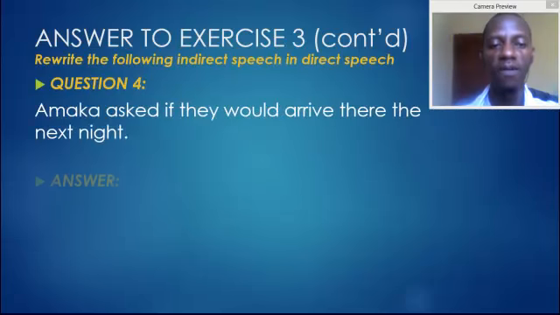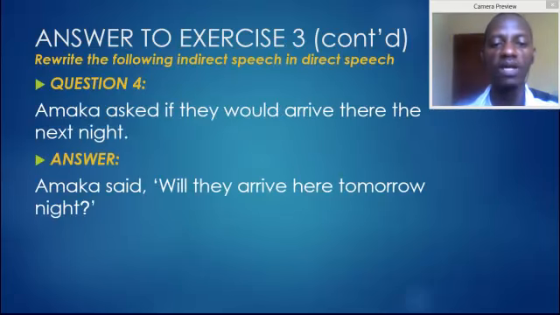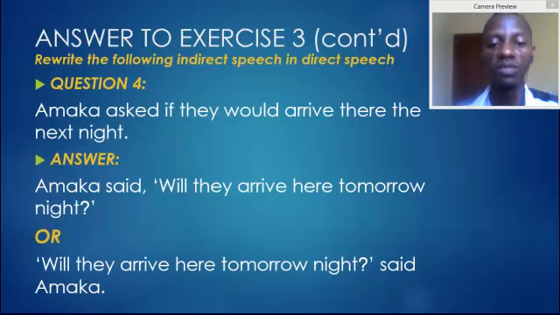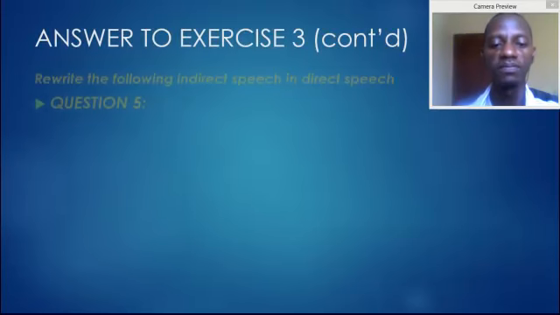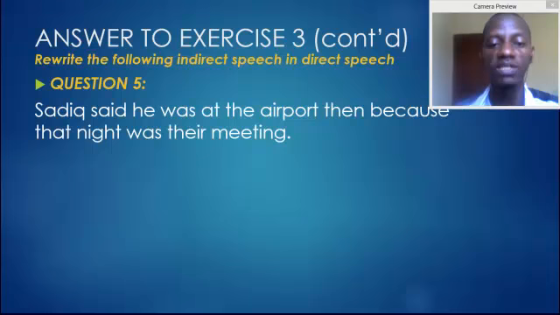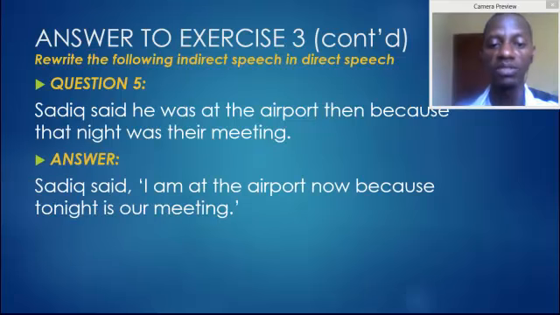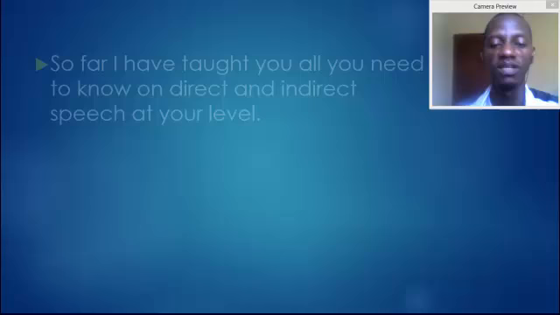Okay. Number 4. Amaka asked if they would arrive there the next night. Answer. Amaka said, "Will they arrive here tomorrow night?" Or, "Will they arrive here tomorrow night?" said Amaka. Number 5. Sadiq said he was at the airport then because that night was their meeting. Answer. Sadiq said, "I'm at the airport now because tonight is our meeting." Or, "I'm at the airport now because tonight is our meeting," said Sadiq.